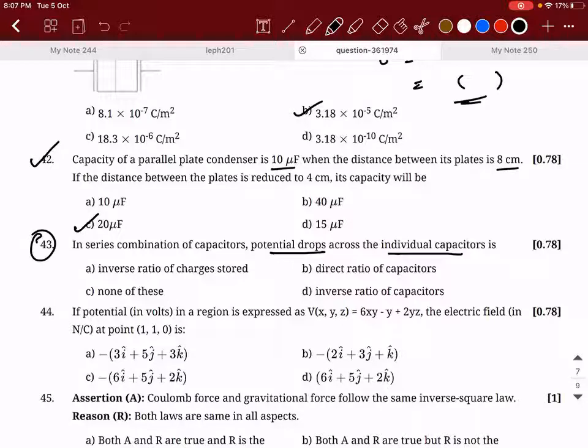Series combination, potential drop across the individual capacitors. V is equal to Q by C. Why didn't you think about this? V is inversely proportional to C. Correct? Yes, sir. That's it. So the answer is inversely proportional to capacitances, not the charges.